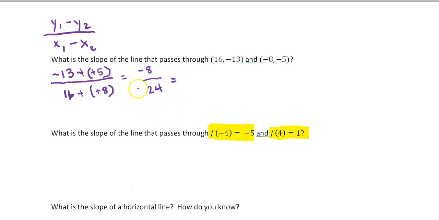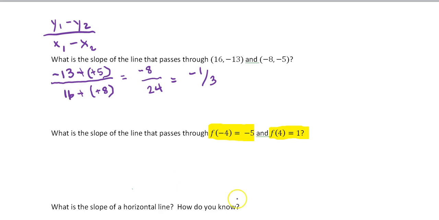Which, okay, this looks great. Except now you might spot there's 2's in there, there's 4's in there. You might even spot that there's 8's in there. So if I divide both of these by 8, I'm going to have a negative 1 over 3. All right, so our slope on this one is a negative 1/3.